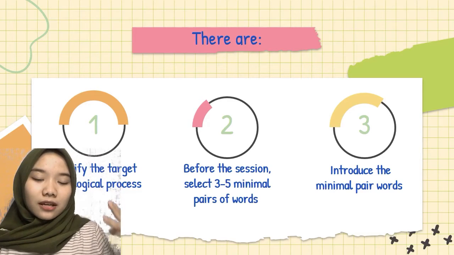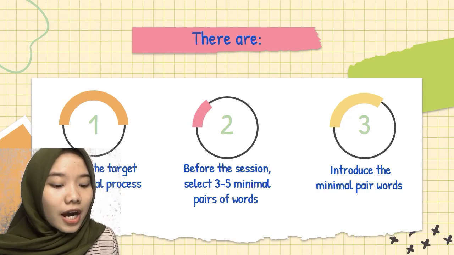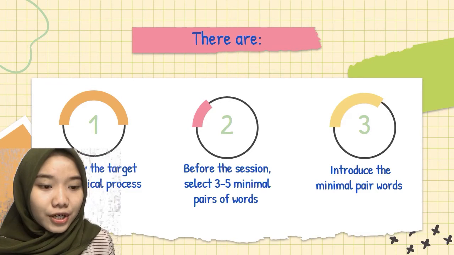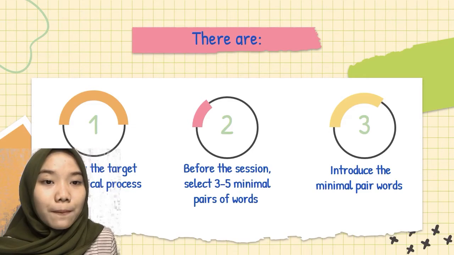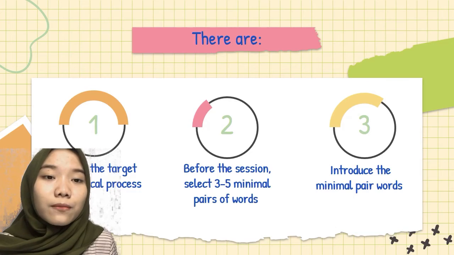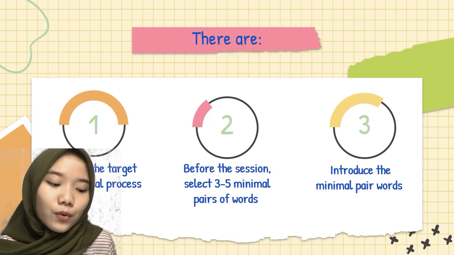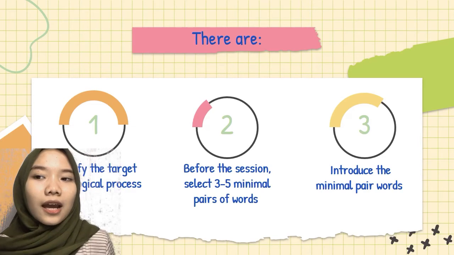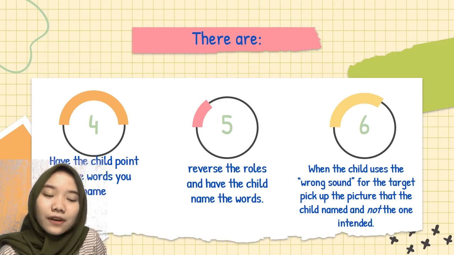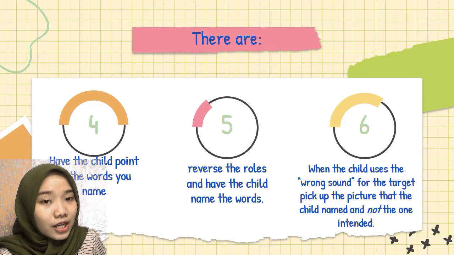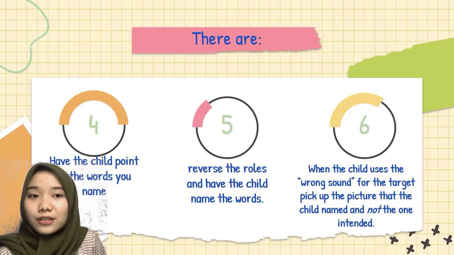Okay, the third: introduce the minimal pair words to the child by showing the pictures of the pairs and naming them aloud. We want to make sure Ben knows the vocabulary. This is sometimes tricky when contrasting sounds with few word options. Okay, or have the child point to the word you name. This gives us an idea whether the child can hear the difference between the two contrasting phonemes, p versus b.